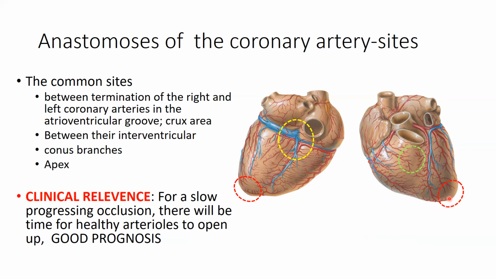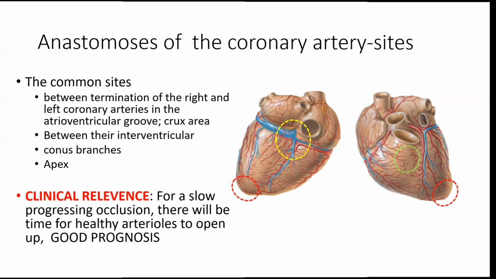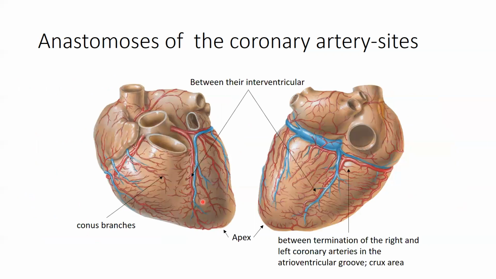Okay, what is the importance of having anastomosis? For a slow progressing occlusion of the coronary artery, there will be time for healthy arterioles to open up. So this will provide a good prognosis for the patient that has coronary artery occlusion. Another picture showing where all the anastomoses are: the conus branch, interventricular branches, anterior and posterior, the apex, and between the termination of the coronary arteries in the crux area.